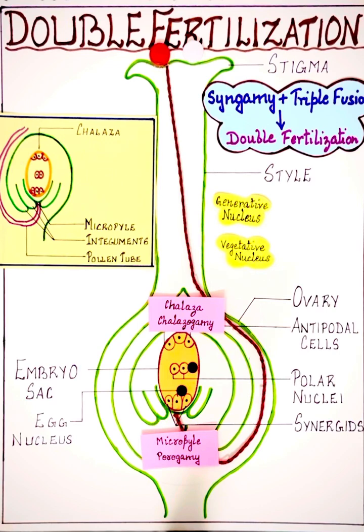After this process of fertilization, the synergid and antipodal cells which are present inside the embryo sac are going to degenerate and are no longer required in the formation of the fruit or the seed.